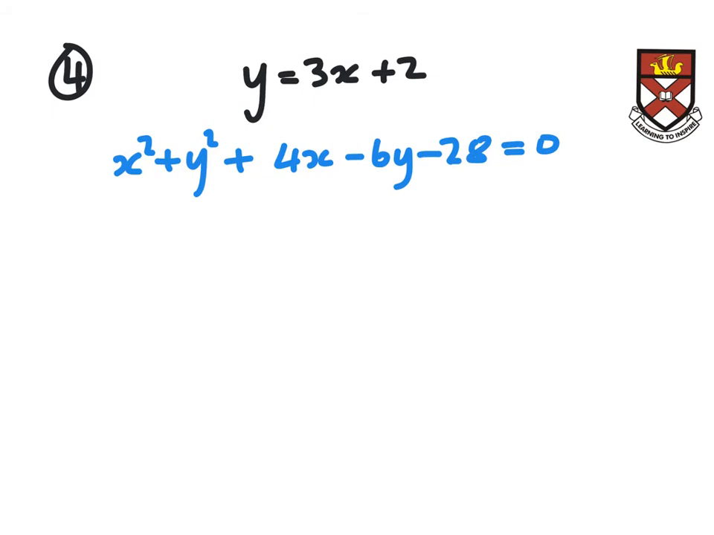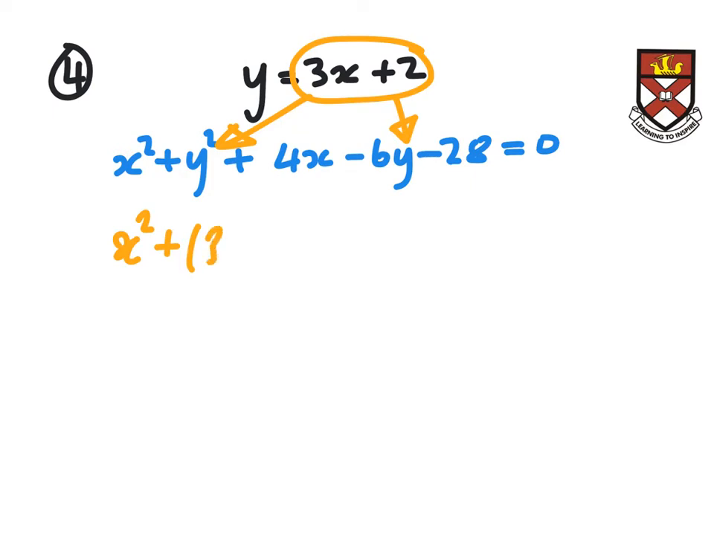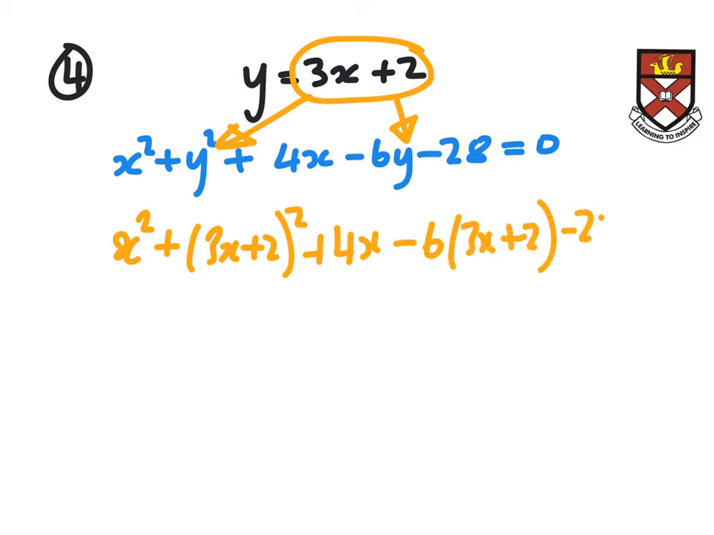Question 4, straight lines and circles, where do they intersect? Well, we need to substitute this little formula here in there for y and in there for y. So we get x squared plus (3x plus 2) squared plus 4x minus 6 lots of (3x plus 2) minus 28 equals 0.